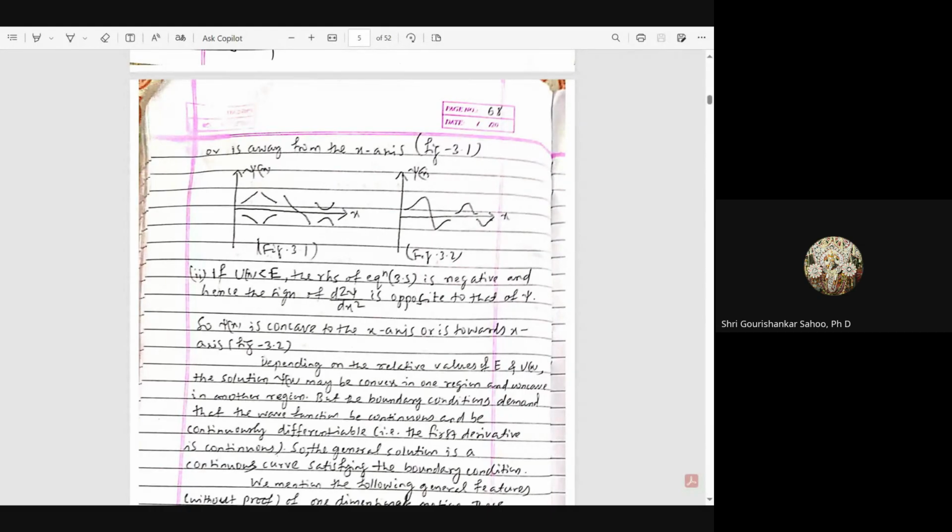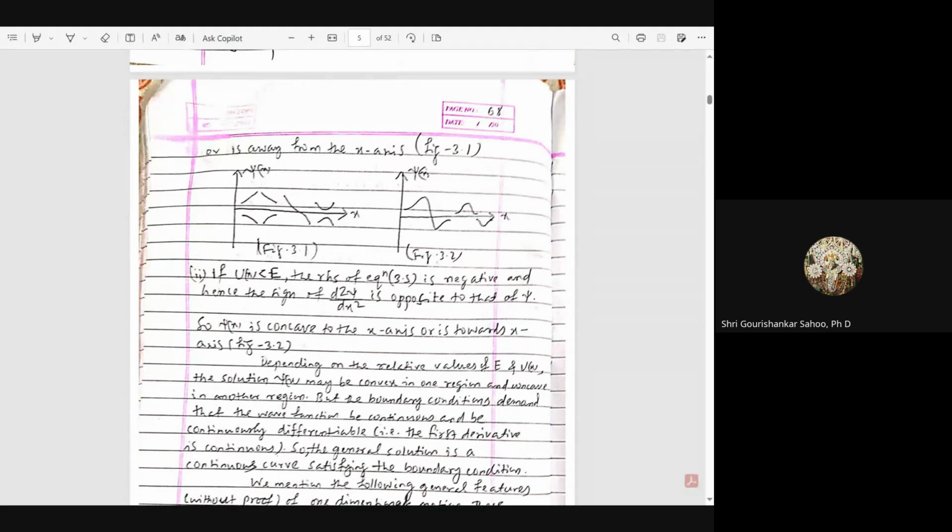So depending on the relative values of E and U, the solution psi may be convex in one region and concave in another region. In some region, if the right hand side is positive, the curve will be convex. In some other region, if the right hand side becomes negative, then it will be concave. So this is also shown on the screen. But the boundary conditions demand that the wave function be continuous and continuously differentiable, that is, the first derivative is continuous. So the general solution is a continuous curve satisfying the boundary conditions.